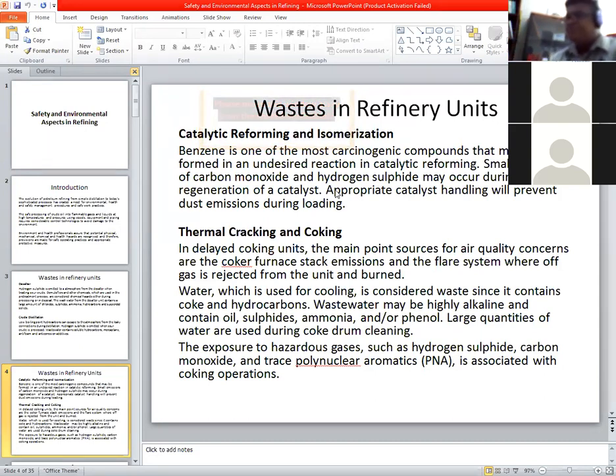Cooling water can contain soluble material because a lot of hydrocarbons are very easily soluble in water. This water may also contain sulfide, some metals, ammonia, etc. So mainly from the thermal coking unit, the harmful substances are, first, coke, and second, water pollution from thermal cracking and coking.